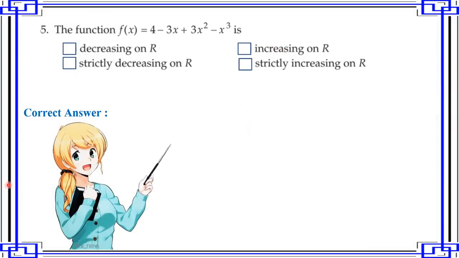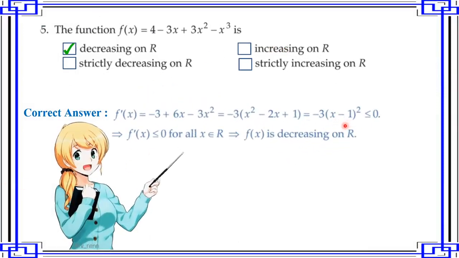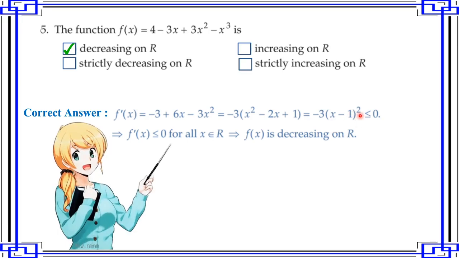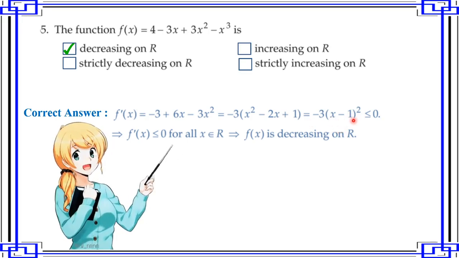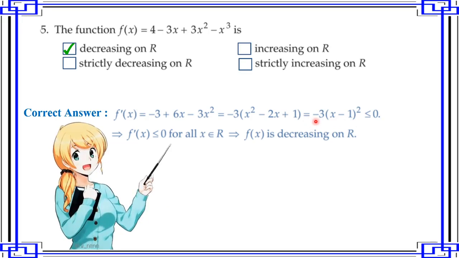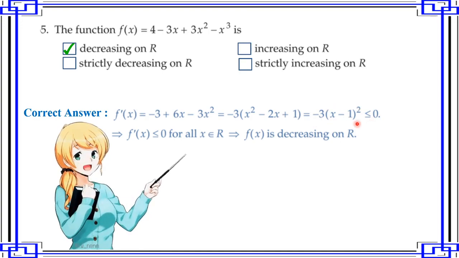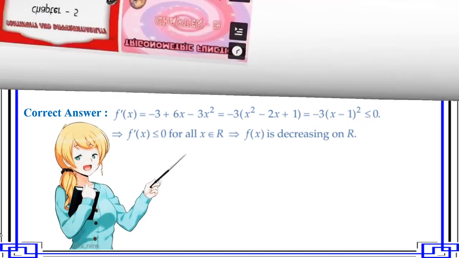Next, this function is what? Again take the derivative. Now students, look at this thing. This is a whole square, so the least value of this bracket is 0, right? If this is 0, the entire thing will become 0. Otherwise, if it is positive, then again we have one minus sign outside, so the complete value will become negative. So we can say it is less than or equal to 0.